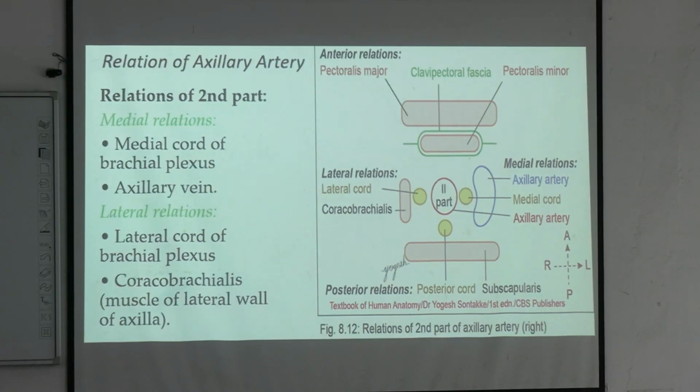the axilla. Next is medial relations. Medial relations are formed by medial cord of brachial plexus and axillary vein. And lateral relations, lateral cord of brachial plexus and coracobrachialis, muscle of lateral wall of the axilla. Okay, so it is easy. You practice the diagram, you will understand the relation.